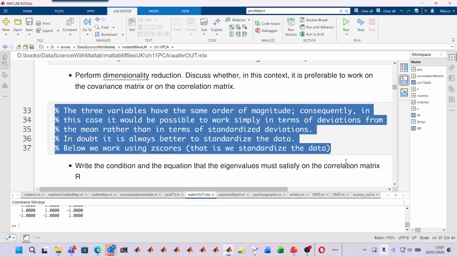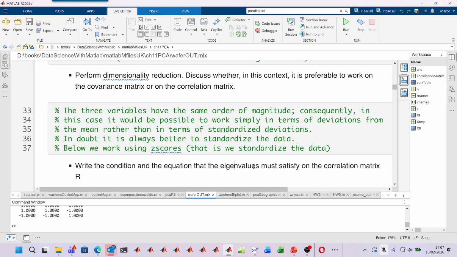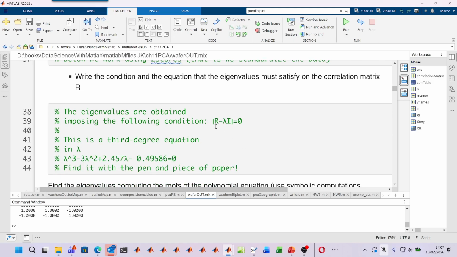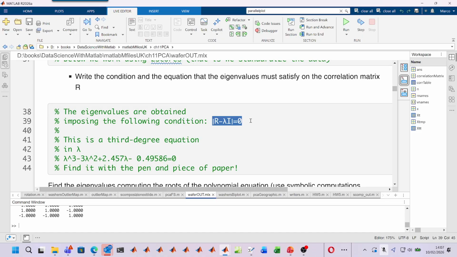Now, write the condition and the equation that the eigenvalues must satisfy on the correlation matrix. The correlation, the condition, you agree that it is this condition, right? This is a polynomial of third degree if there are 3 variables. If there are 6 variables, this is a polynomial of 6th degree. There are 6 solutions by the fundamental theorem of algebra, right? So, the solutions are found by the computer.